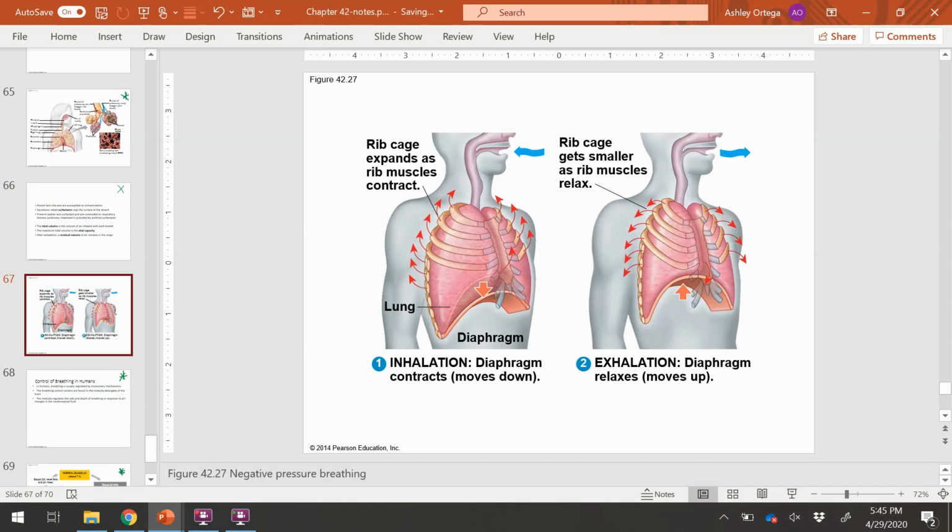One thing that is good to understand, though, is how breathing is done. In terms of ventilation, it's in two stages: inhalation, which is breathing air in, and exhalation, which is releasing air out. Those are the two stages of ventilation, and this is also called negative pressure breathing.